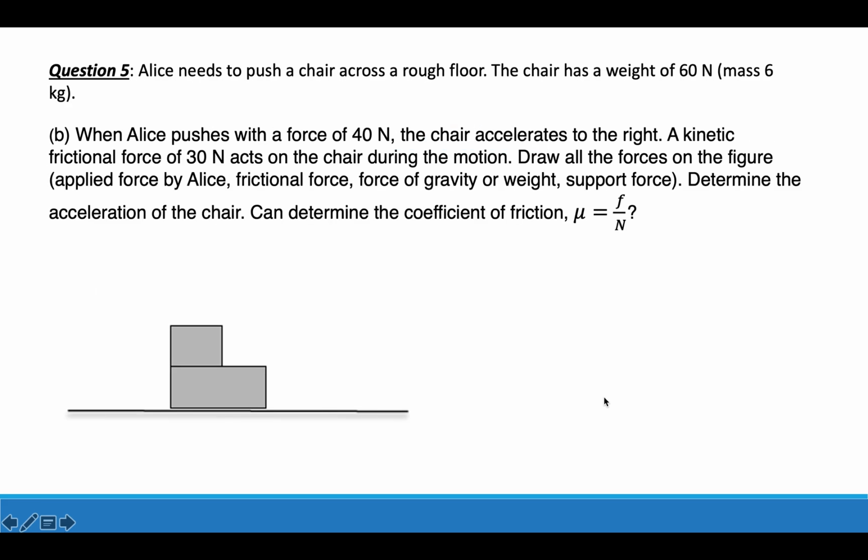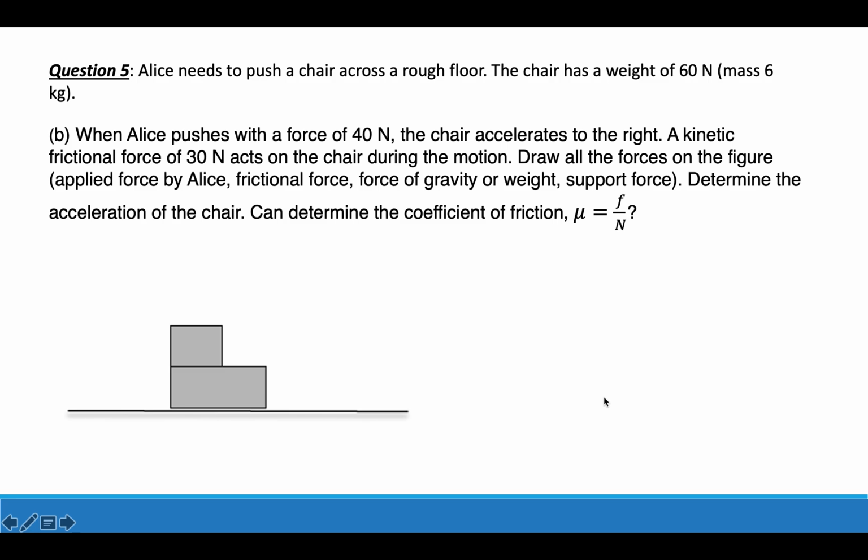So now we consider a slightly different situation. So here, again, Alice needs to push this same chair across a rough surface. The chair has that same weight of 60 newtons. So in this case, when Alice pushes with a force of 40 newtons, the chair actually accelerates to the right. A kinetic frictional force of 30 newtons acts on the chair during the motion.